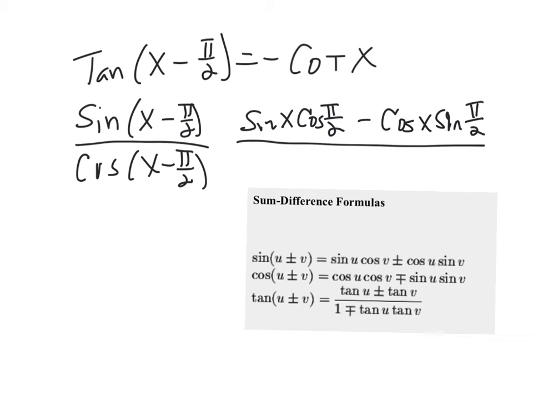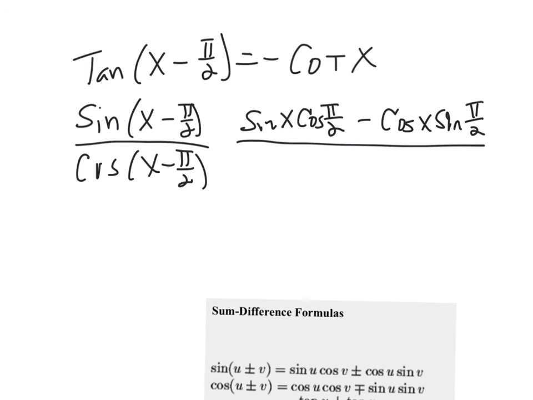And then if we look at the denominator, let's see here. That's the cosine difference, and I see when I do the cosine difference formula, it becomes a plus, but it goes cosine, cosine, sine, sine. So let me do that. So cosine x cosine of pi over 2 plus sine x sine of pi over 2.